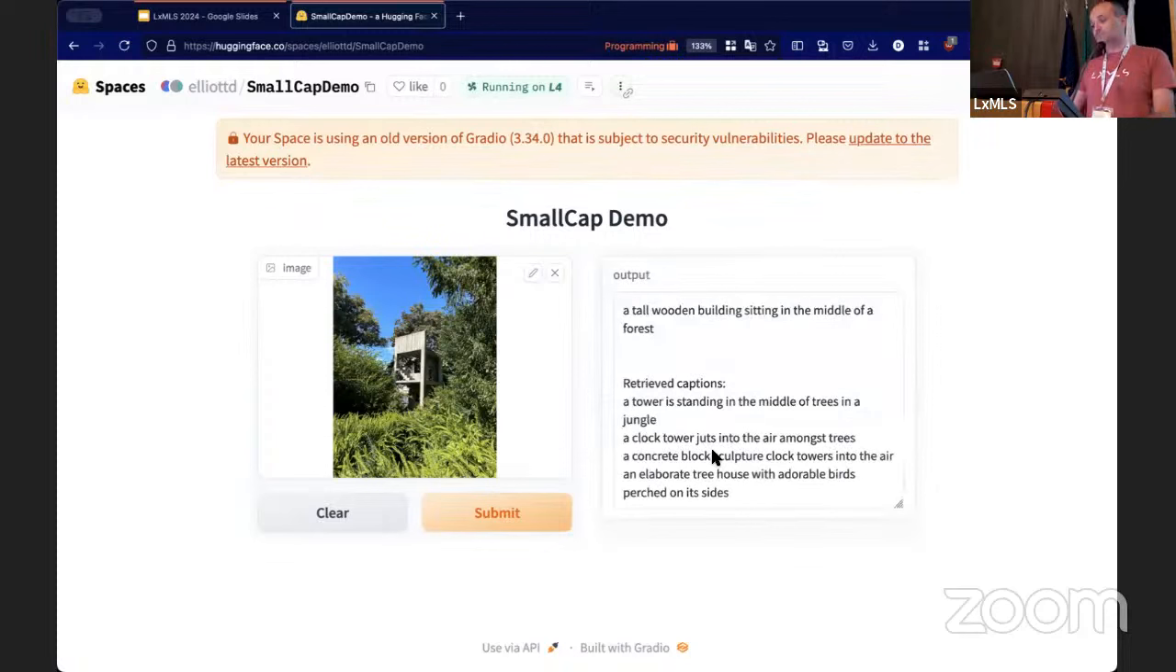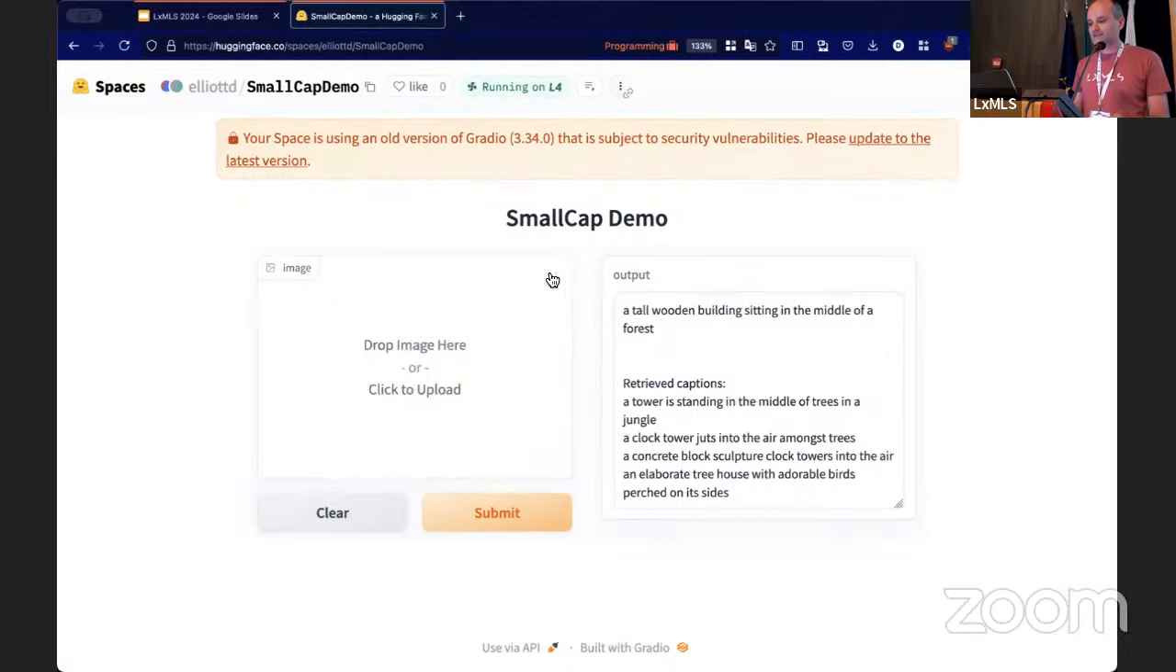A tall wooden building, no, sitting in the middle of a forest. So it's half right, half wrong. A tower is standing in the middle of the trees and jungle. A clock tower juts into the air amongst the trees. It's desperately trying hard to do retrieval on this. An elaborate treehouse, maybe. So it's not quite there, but it's getting somewhere.